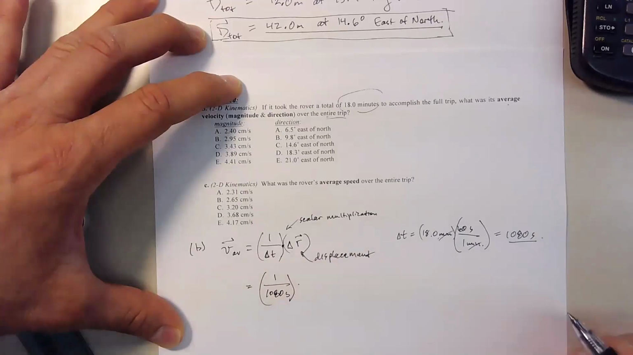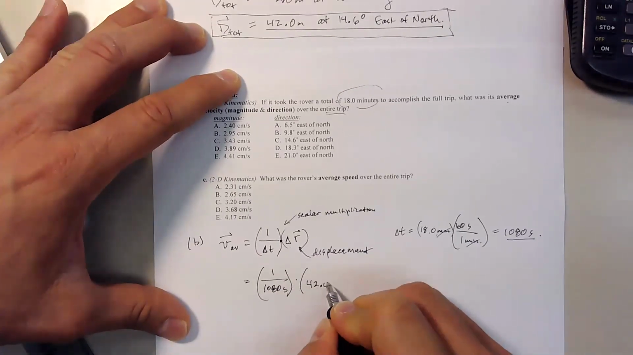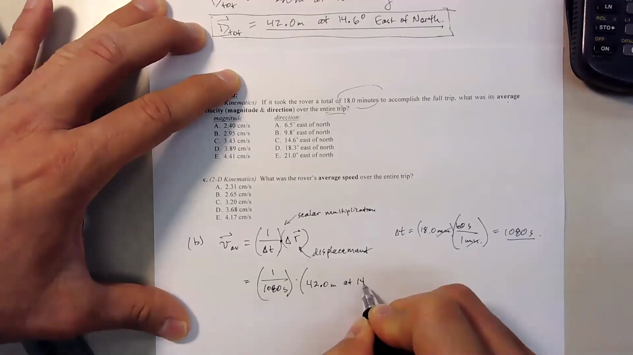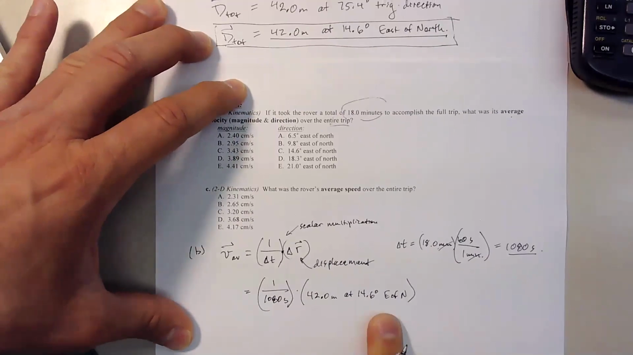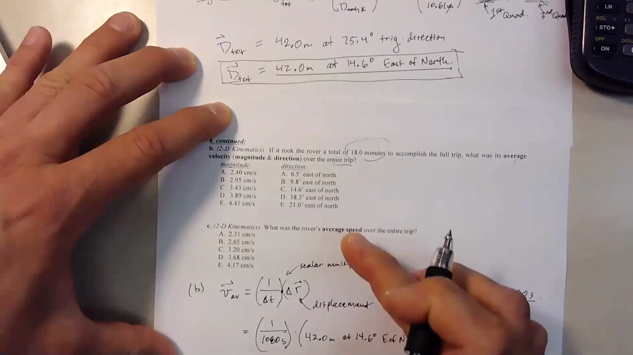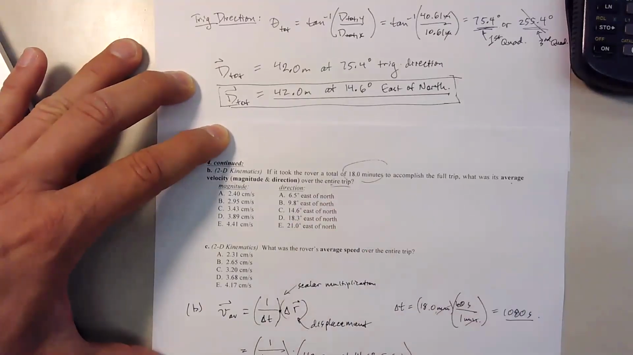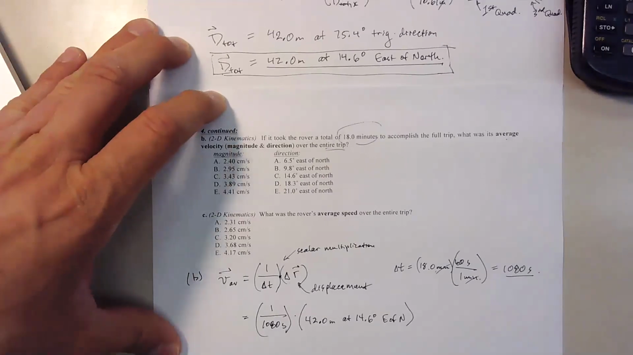That's a scalar. And we're just going to multiply our vector, which is 42.0 meters at 14.6 degrees east of north. Now I can just leave my direction like this, okay? Because notice how all of the answers are also in east of north. So I don't need to convert it to trig direction just to convert it back. I'll just leave it this way for now.